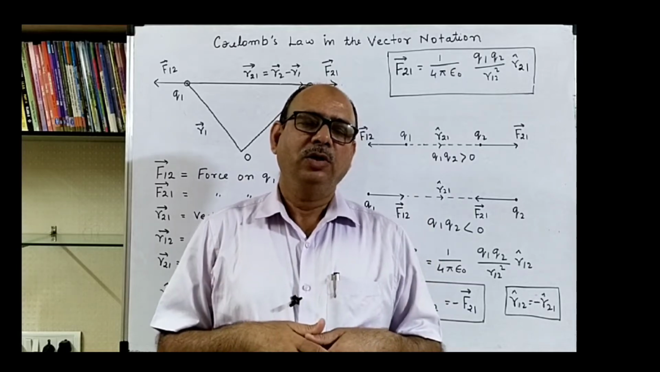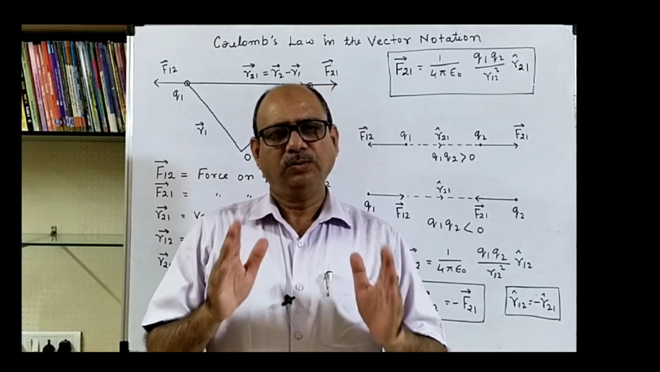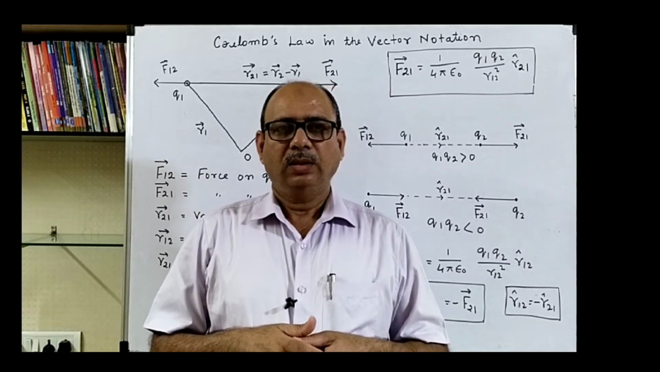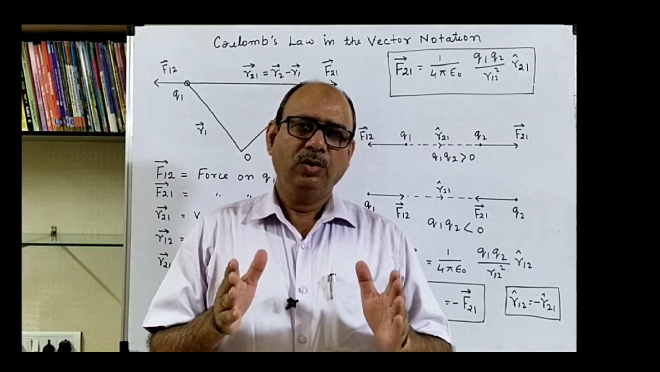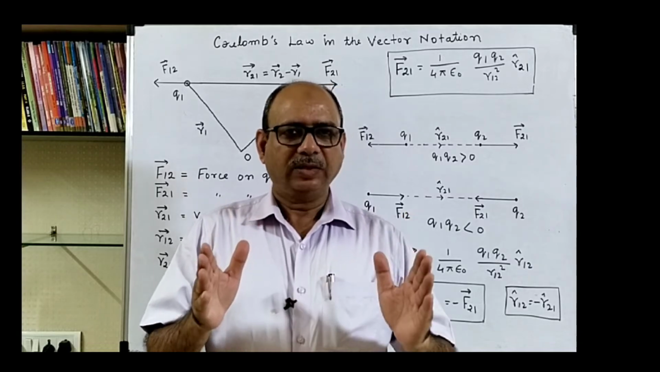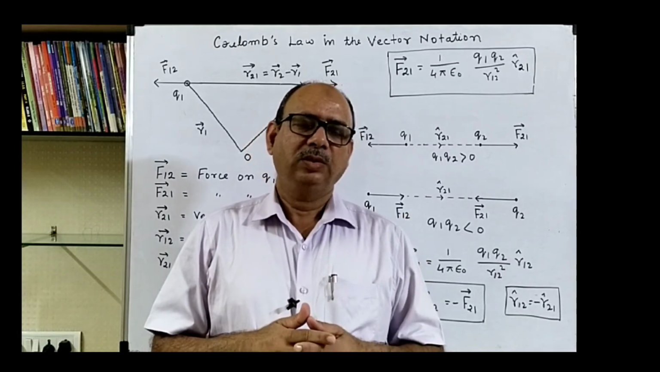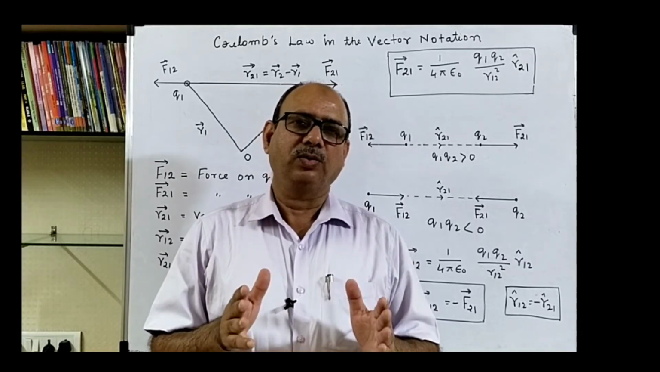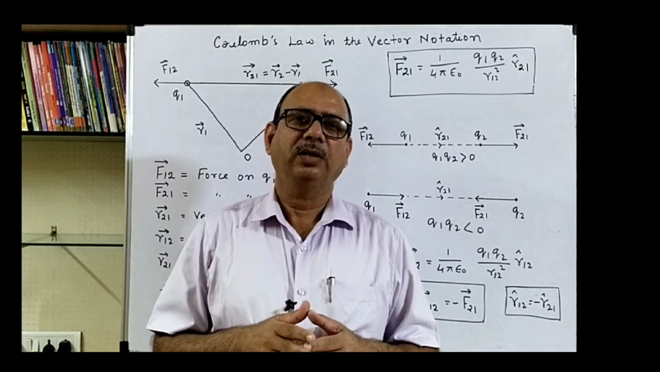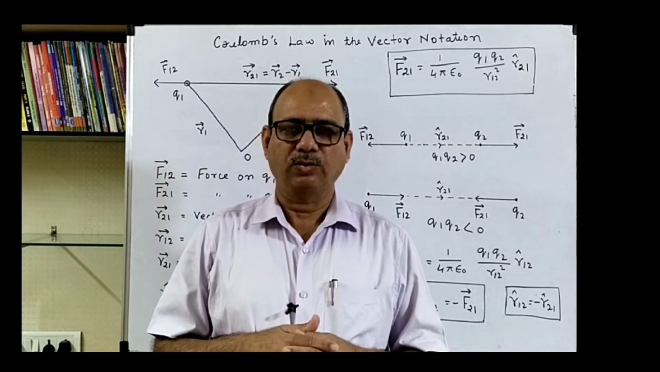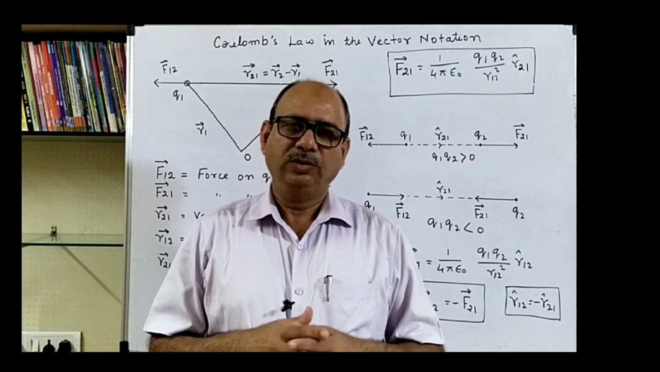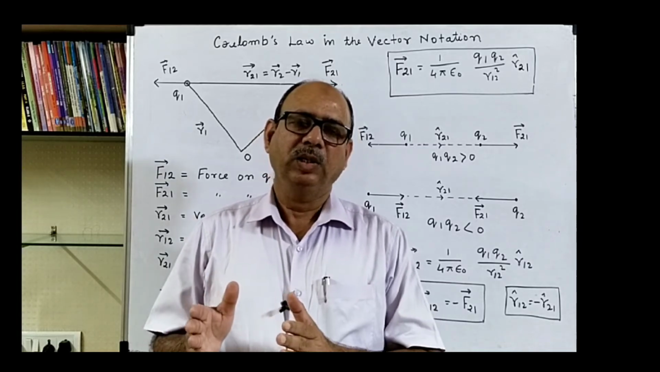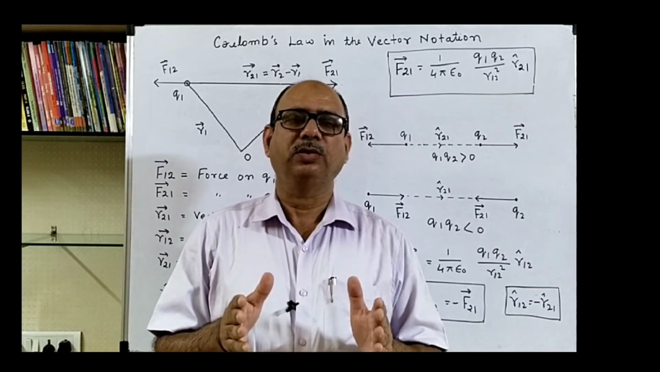I'm Ajmal. Today's topic is Coulomb's law in the form of a vector. In the last video, we learned that when two charges are placed at some distance, a force is exerted between them, which is expressed as F equal to 1 upon 4 pi epsilon naught Q1 Q2 upon R square. Since force is a vector quantity which has both magnitude and direction, we need to express Coulomb's law in vector notation.